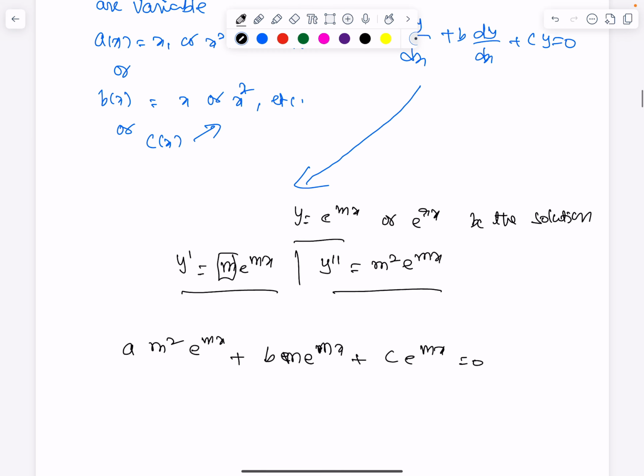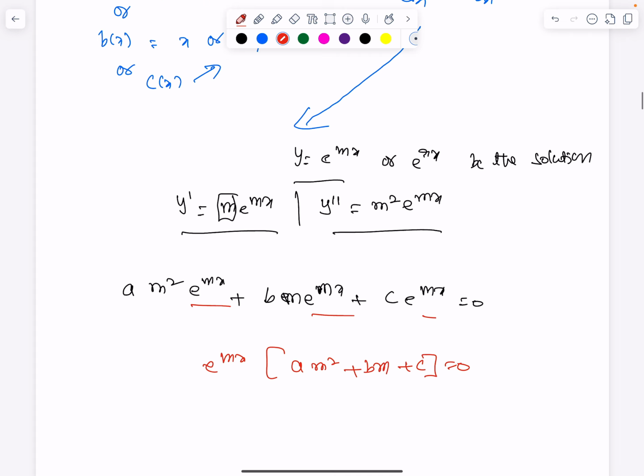If you substitute, you can observe that e power mx is common everywhere. Therefore, a m square plus b m plus c is equal to 0, where m is unknown.